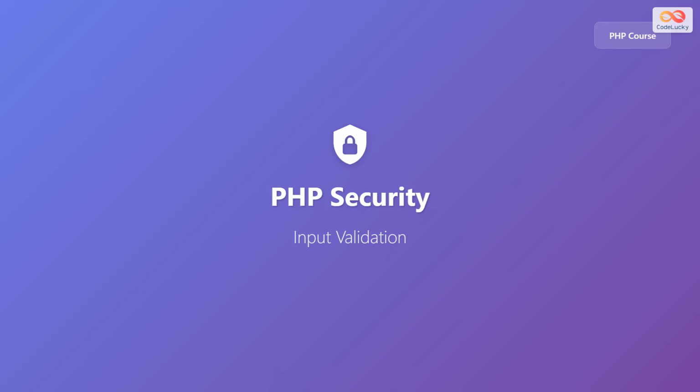Today we are focusing on input validation. Input validation is a crucial aspect of web application security in PHP.